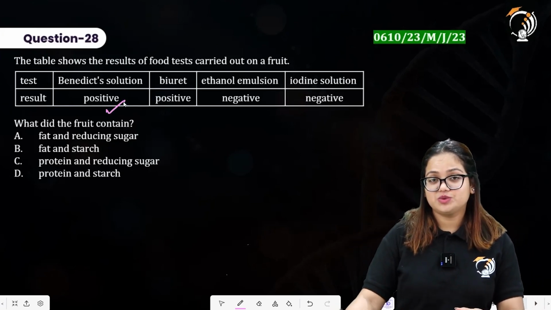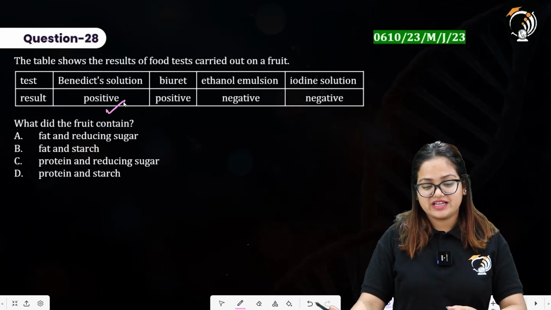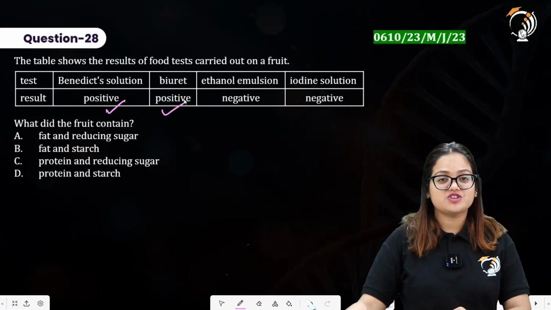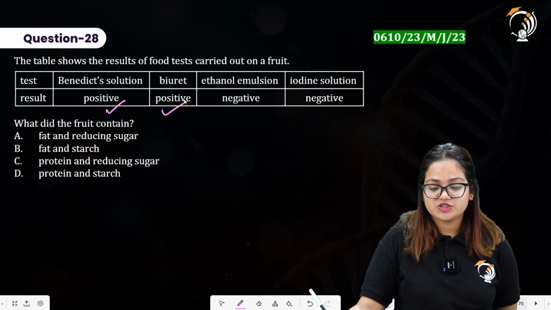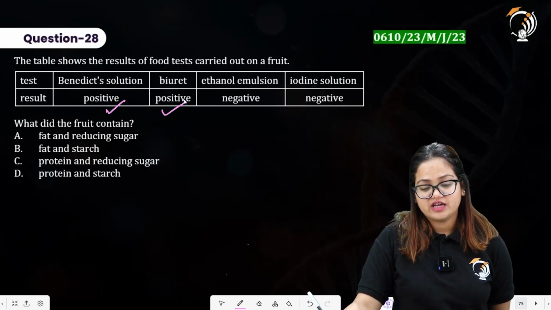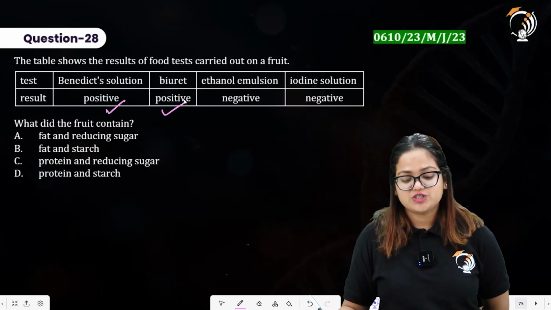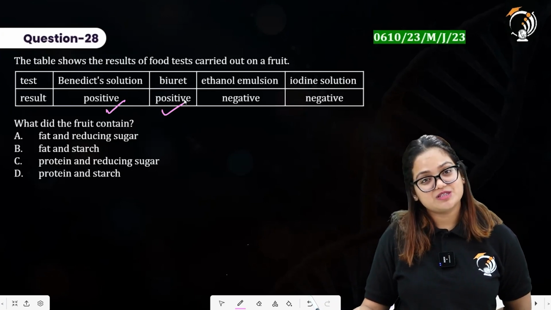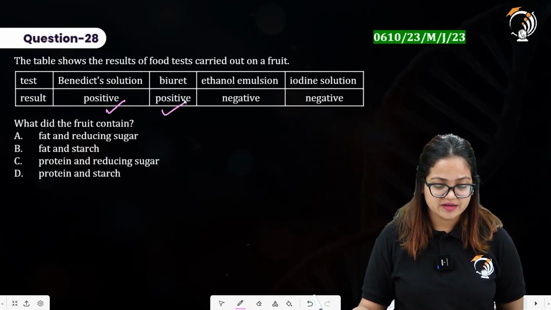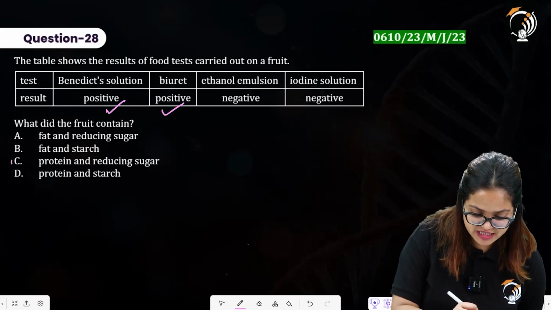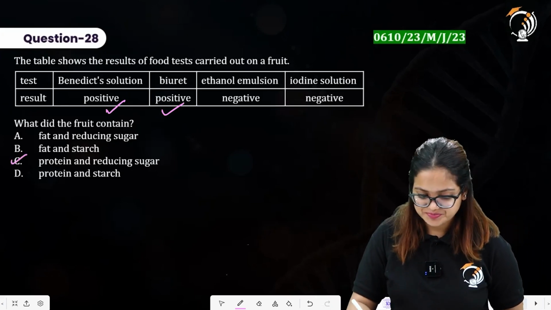Biuret is used to test the presence of protein. So it is showing a positive result. It will be showing a presence of protein in it. Ethanol emulsion is there. It is showing a negative result. That means the fat will not be there. Iodine solution is also negative. That shows that there will be absence of starch as well. So what will be there? There will be reducing sugars. There will be proteins. Option C here is our right answer.